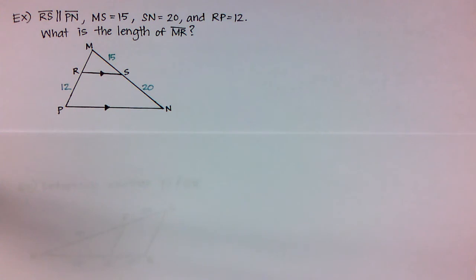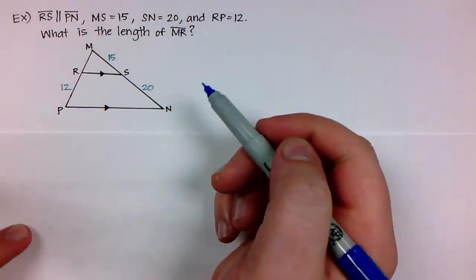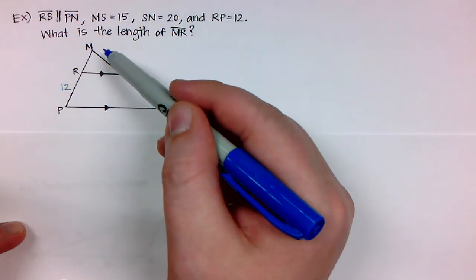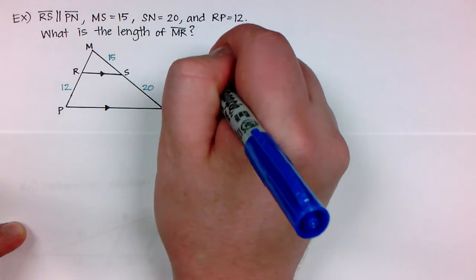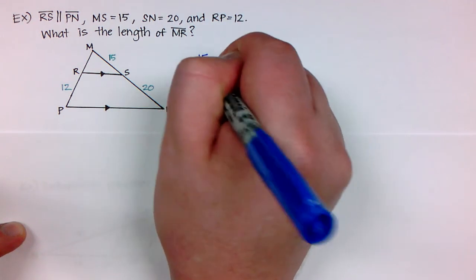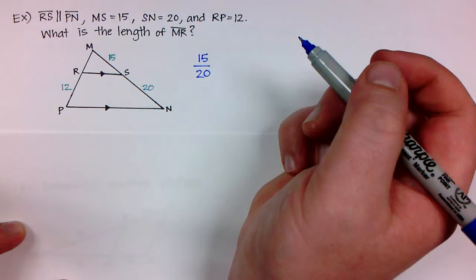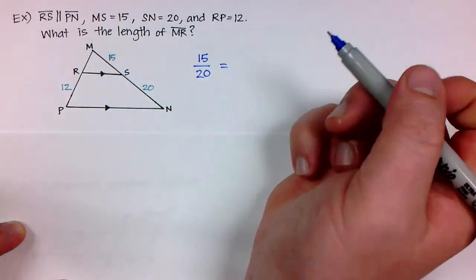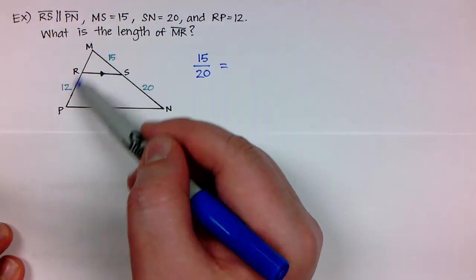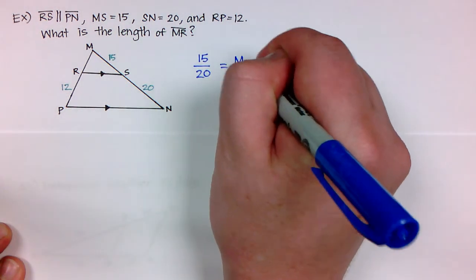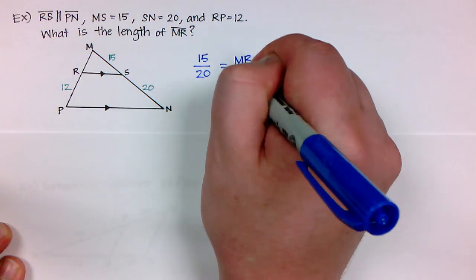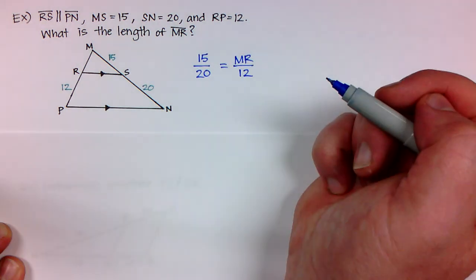So the way that we're going to do this is we're going to just set up a proportion, okay? So when we're writing this proportion, it's important for you to write two things that are on the same side, okay? Because it's that one side that's being split up. So 15 over 20 is what I'm going to write. And then I can set that equal to the other side and how it's divided up. So MR is what I'm looking for over 12, okay?